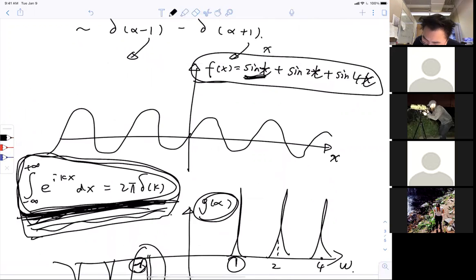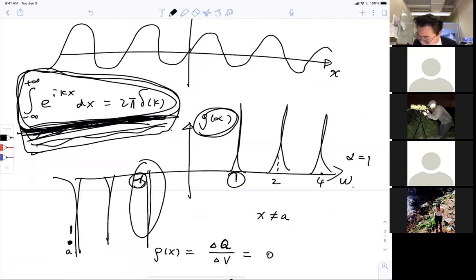If you regard x as the space coordinate, then this alpha is what we call the momentum, or the k. What's the name? The wave vector, something like that. I don't remember the name, but anyway, k is proportional to the momentum p. There's an h bar difference, but anyway.